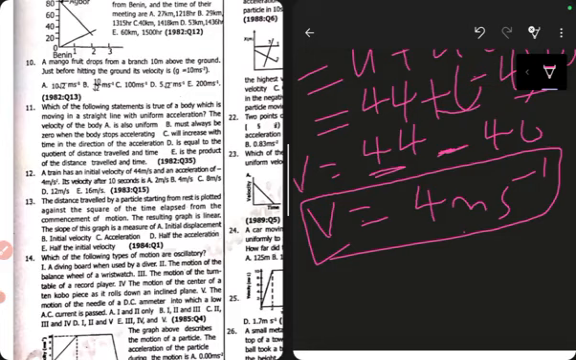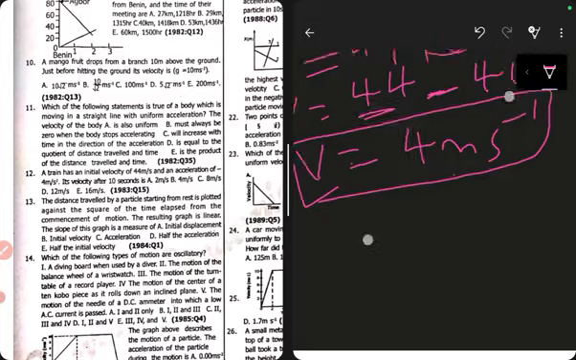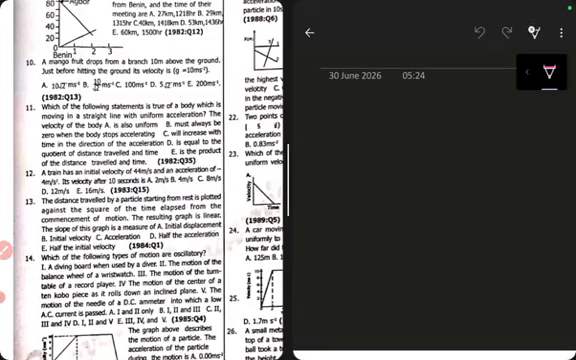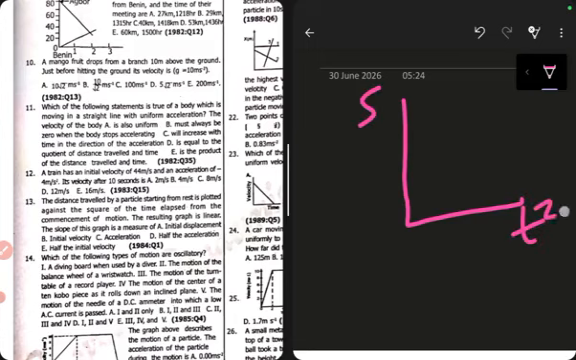Now, question 13. Let's look at question 13. Question 13 says that the distance traveled by a particle starting from rest is plotted against the square of the time. Distance is plotted against the square of the time. This looks like those old pattern of JAMB questions, analytical questions. Now, they said it is plotted against the square of the time elapsed from the commencement of motion. The resulting graph is linear.